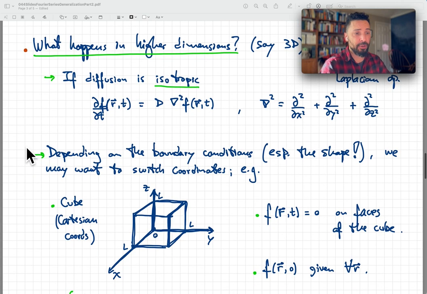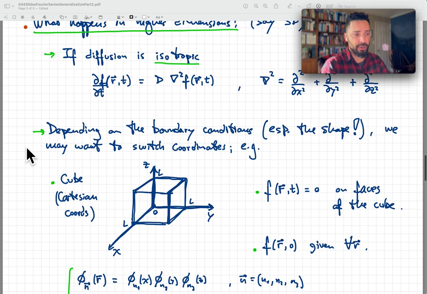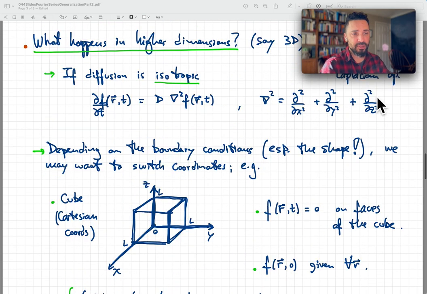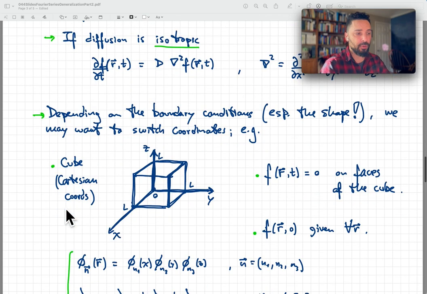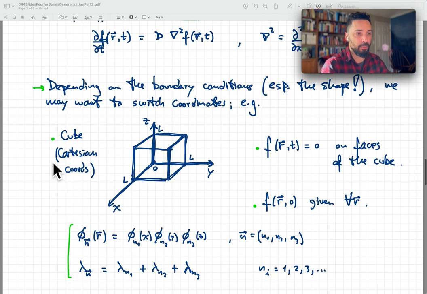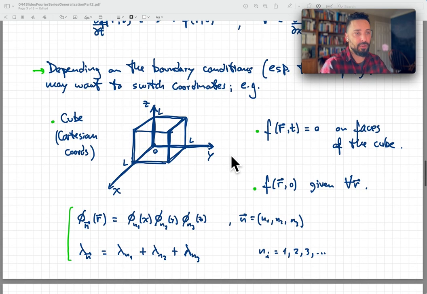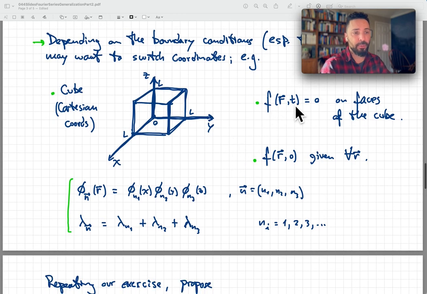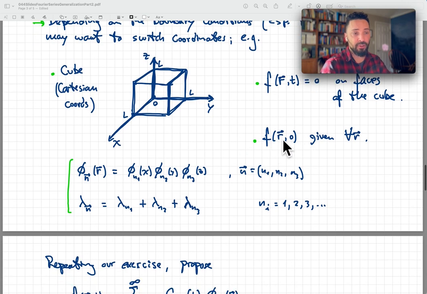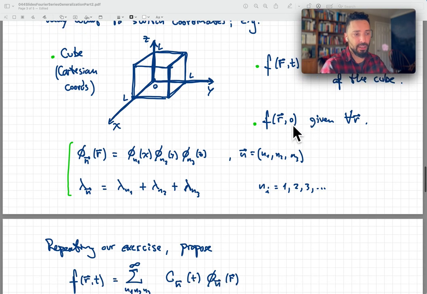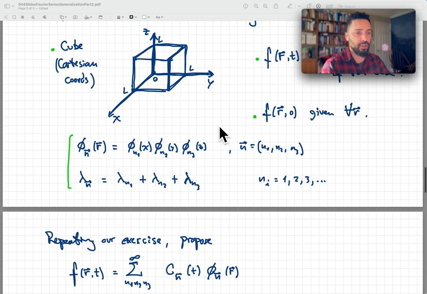Now, depending on the boundary conditions, you may want to switch coordinates. So here I use Cartesian coordinates to express the Laplacian, which is what you would do for a cube. And so if you had a cube or a cubic type of geometry of side L, as I've pictured here, then these Cartesian coordinates will be the right ones. And suppose our boundary conditions are that the function has to vanish on the faces of the cube at all times. And suppose we're given the initial condition f of r comma 0 for all r inside the cube, at time equals 0, and so then we have the information we need to solve the problem.